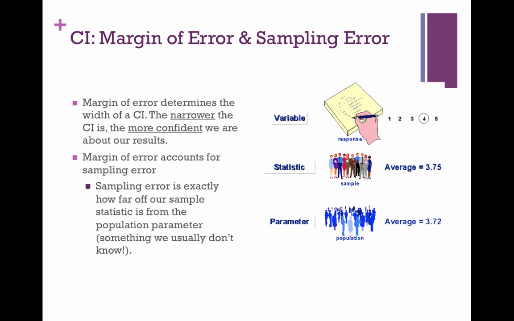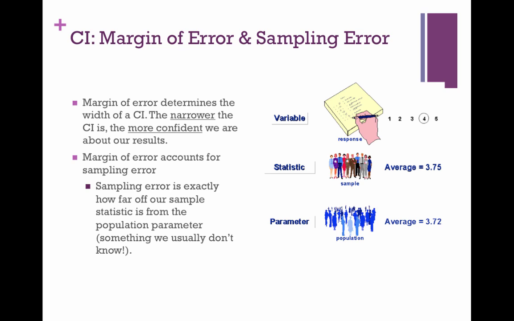The margin of error determines the width of a confidence interval. Thinking about our equation, we have the mean plus or minus the z-score times the standard error of the mean. That term after the plus or minus is our margin of error, and it determines how big or small the confidence interval is. Really, the margin of error takes into account the sampling error because it's part of it.